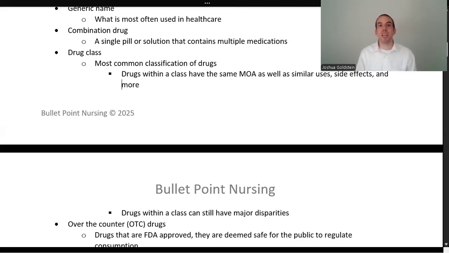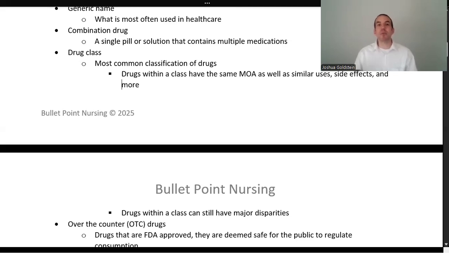Next, we have drug class. This is the most common classification of drugs. I want to be a little bit clear here. There's something called therapeutic class. Therapeutic class is such as antidepressants, anti-epileptics, antihypertensives. So what does that mean? A therapeutic class is all the drugs that treat this problem. Antihypertensive would be every drug that treats blood pressure. Anti-epileptic would be every drug that treats seizures. Antidepressant would be every drug that treats depression.